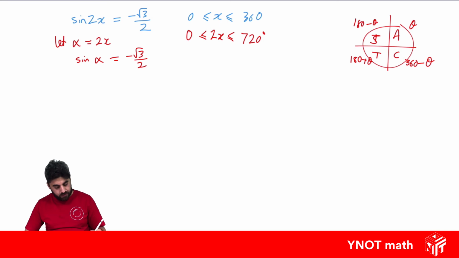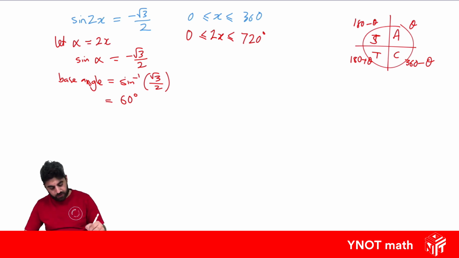So our next step is to find our base angle. And that's just going to be the inverse sine of root 3 on 2. Remember, we're disregarding the negative. Inverse sine of root 3 on 2 is going to give us 60 degrees. Now, sine is negative, so where's sine negative? That's going to be in the third and fourth quadrant, because they're all positive here and sine's positive here, so we're in the third and fourth quadrant.